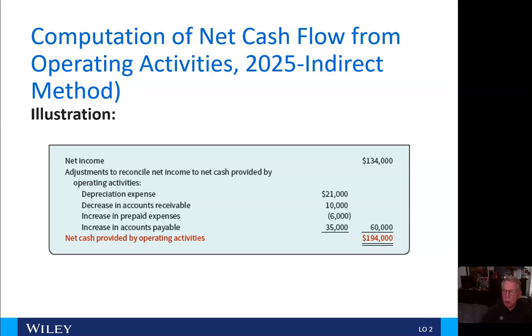Okay, so here we go. We have our net income. We've adjusted that by adding depreciation expense, adding the decrease in accounts receivable, adding the increase in prepaids, another current asset, and adding the increase in accounts payable. Total is $60,000. So the net cash provided by operating activities, $194,000. That looks like a good place to end this video.